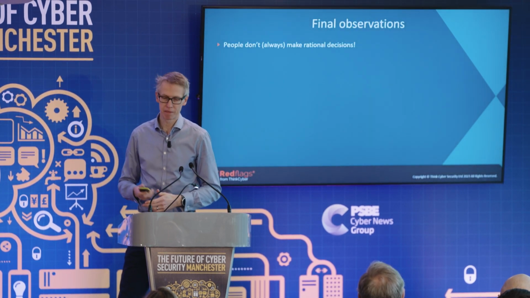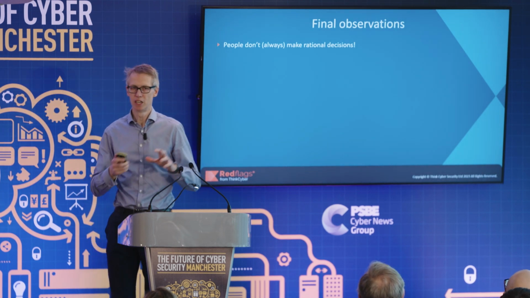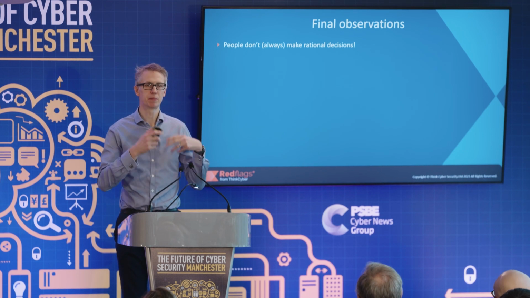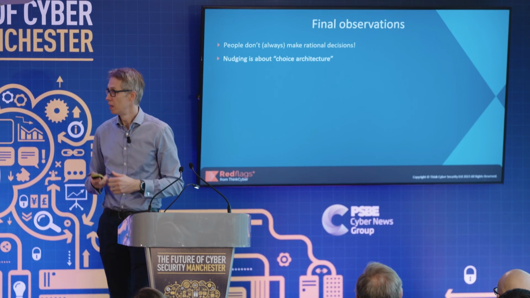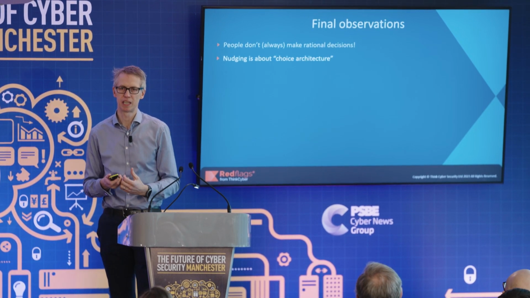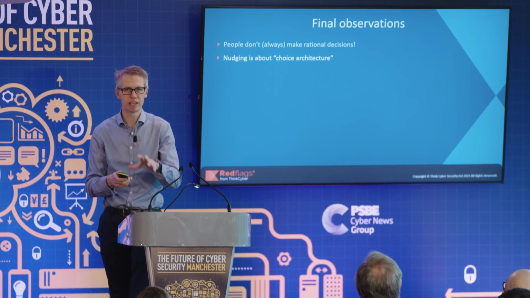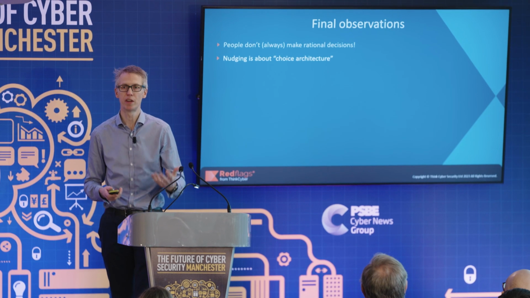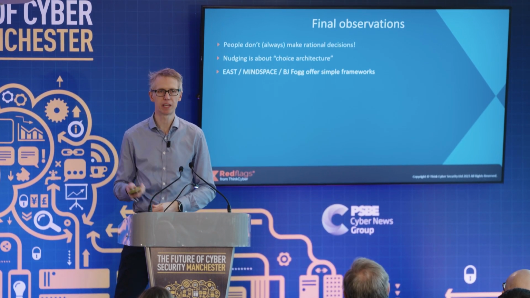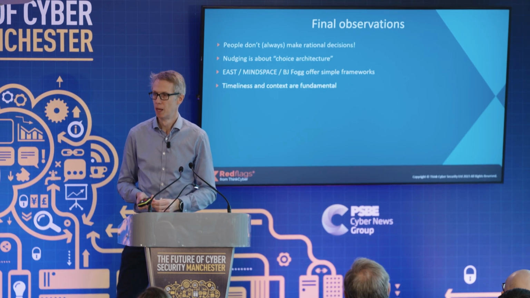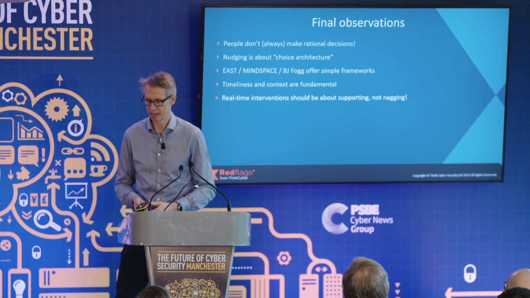So, very quick final observations. We don't always make rational decisions, and unfortunately that means that a traditional approach of just expecting people to have knowledge and skills equalling behavior doesn't really work. Nudging, in fact, is about this choice architecture. The architecture exists. We are there on a computer. The architecture is already influencing our behavior in particular ways. Why don't we influence it in positive ways? There are some really good models out there that you can use to help you think about this when you're writing your comms. But really importantly, timeliness and context are really important to how people actually behave.